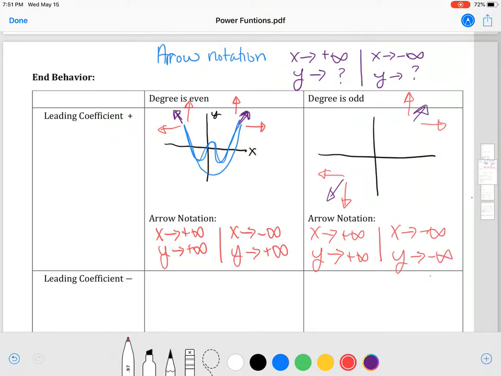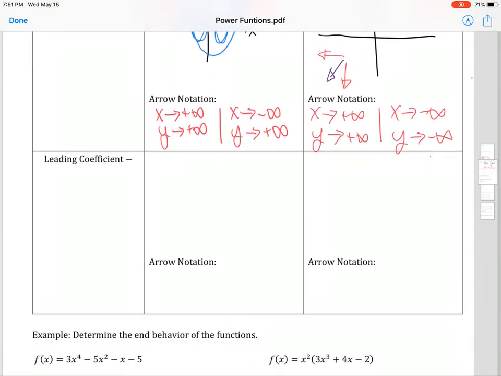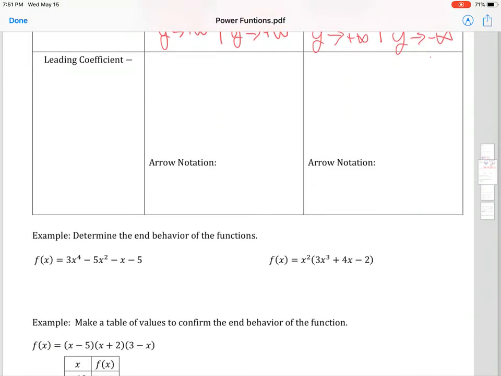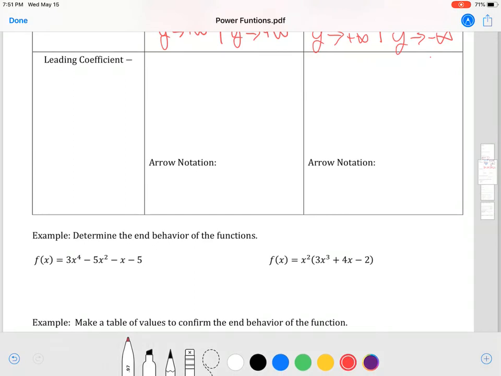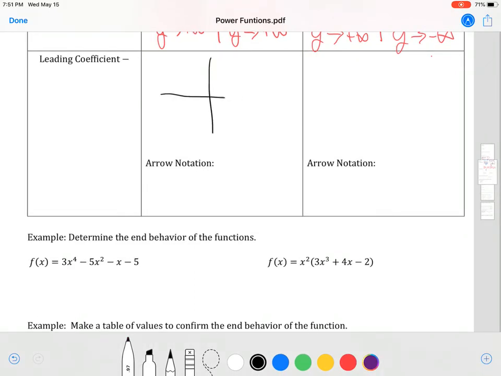So as x goes to positive infinity, y goes to positive infinity, and as x goes to negative infinity, y goes to negative infinity. Now, if the leading coefficient is negative, then we have this situation.